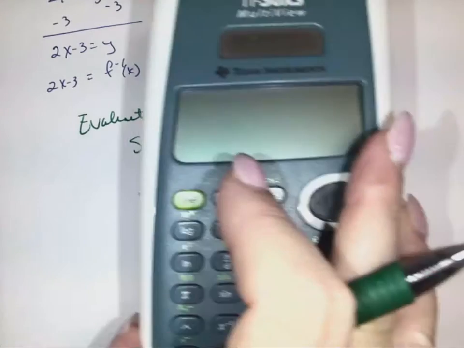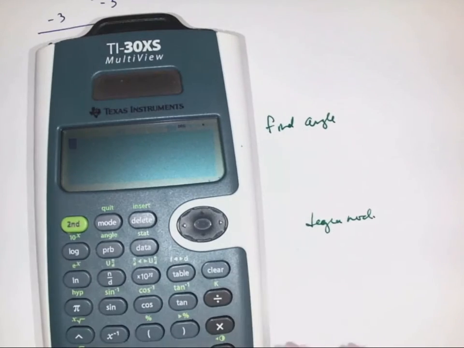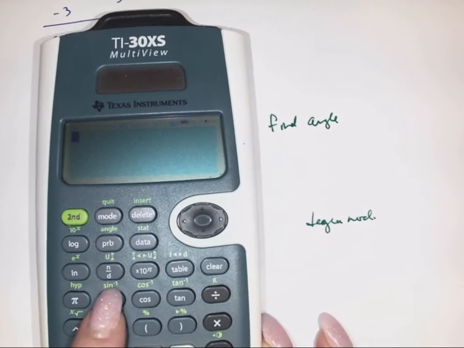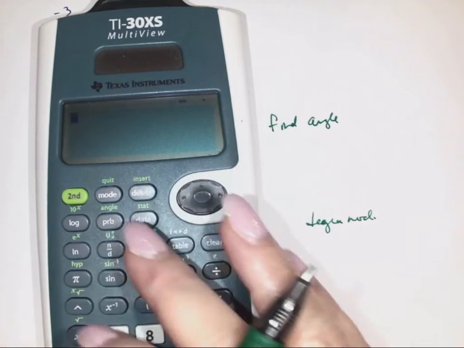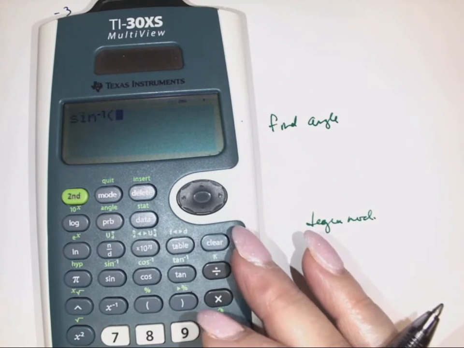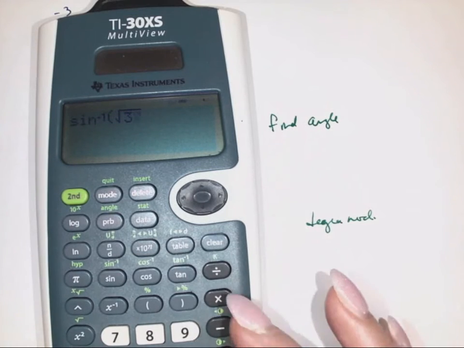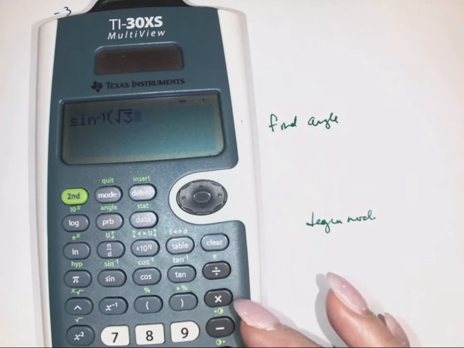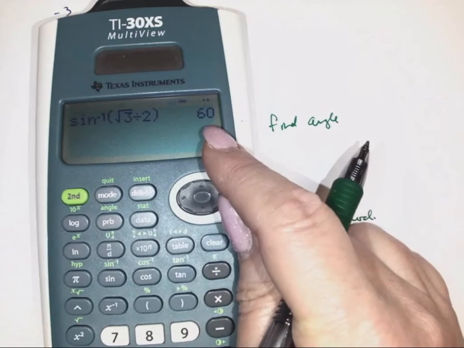So let's go pull this up on our calculator. So sine inverse is going to be right here. We are in degree mode. So if we do second sine inverse, and our value was square root of 3, so second square root of 3, divided by 2, it gets us our 60 degrees.